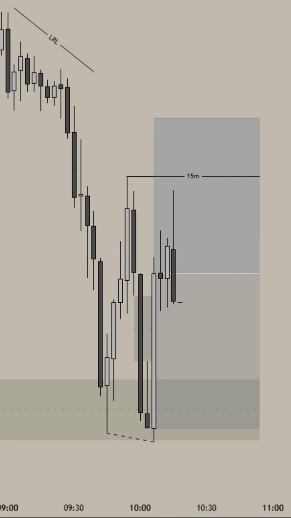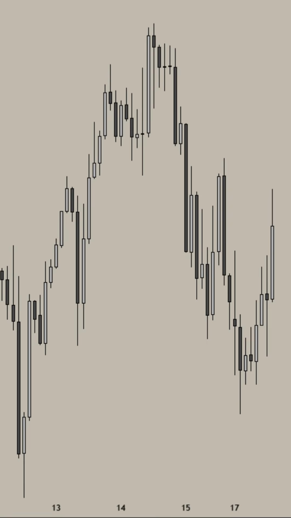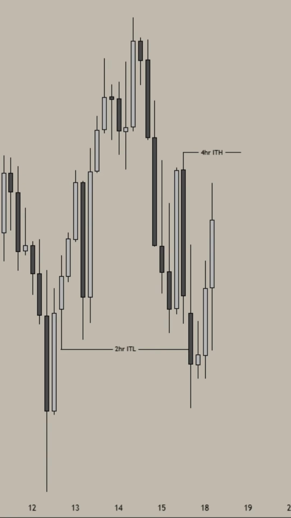Here's how I got beautifully break even trading the Nasdaq this morning. So going into market open, you can see we're displacing higher from this 2-hour intermediate term low, where we have a 4-hour intermediate term high above and an unfilled 4-hour imbalance.